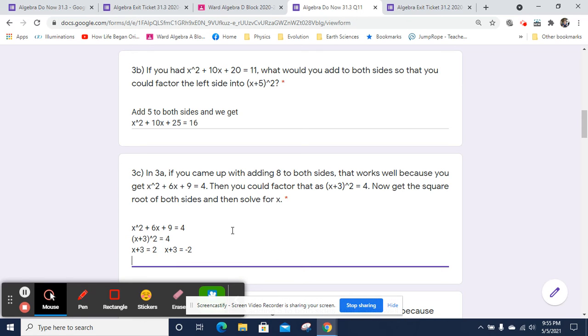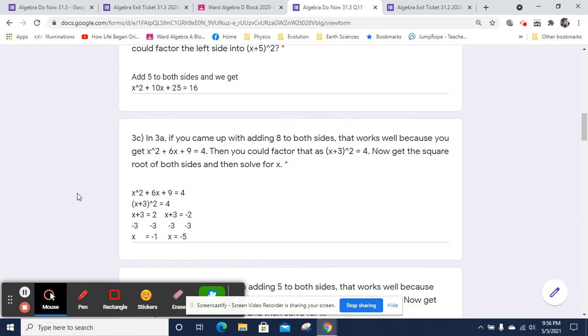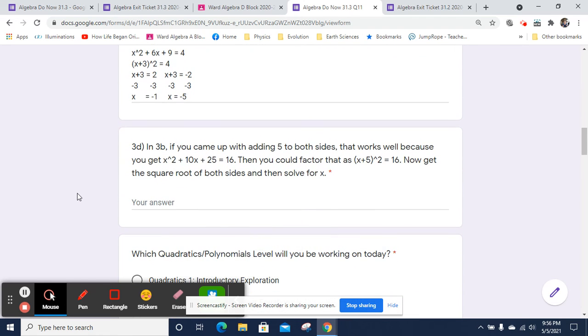So if I subtract 3 from both sides, so I'm going to say minus 3 and minus 3, and then over here I'll also be subtracting 3 from both sides. So let's take care of that too. If I subtract 3 from both sides, I'll end up with x equals negative 1. And over here I'll end up with x equals negative 5. And now I have the x-intercepts, or the solutions, for this quadratic situation here. Let's take a look at the next one.